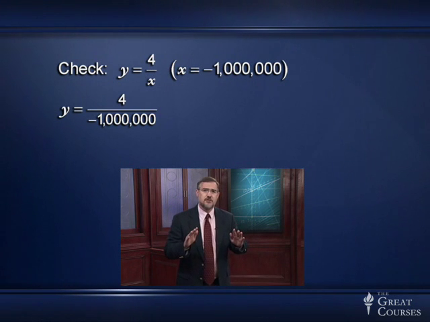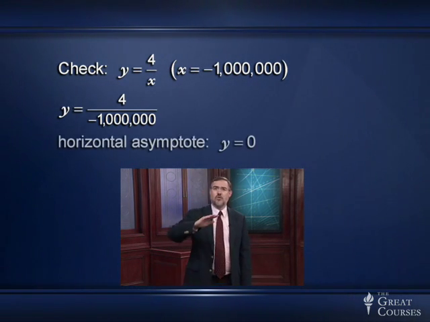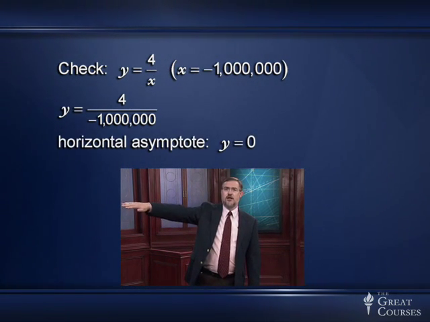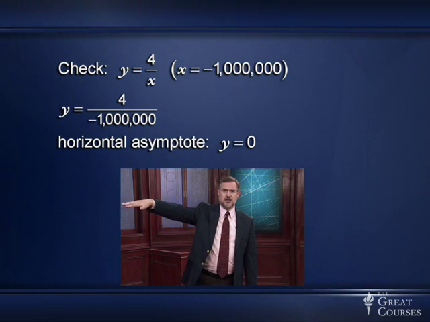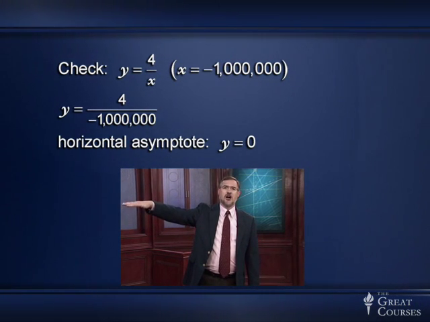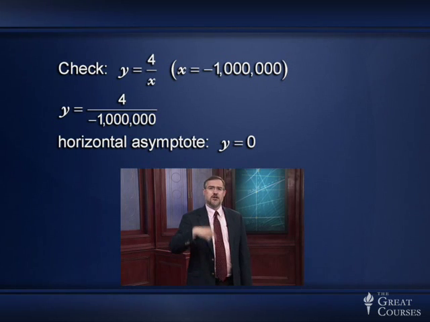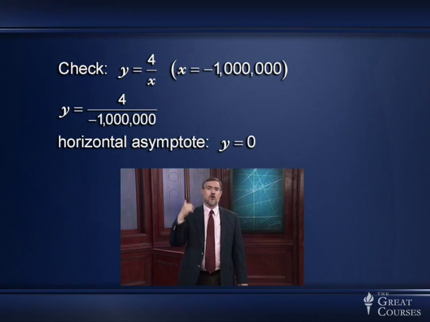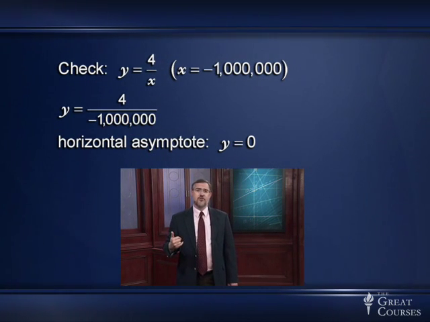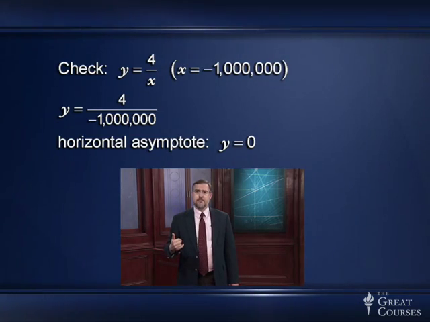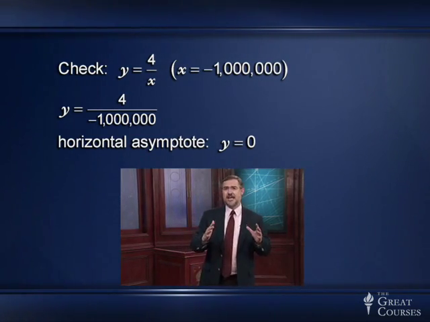It is negative, but it's still tiny. And so even on this side, we know that the graph is also getting very, very close to the line y equals 0, because 4 over 1 million and 4 over negative 1 million are both very close to 0. So this graph is now taking shape.